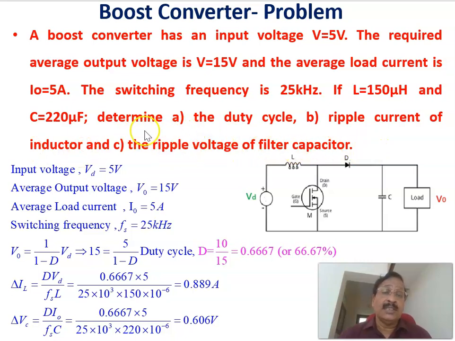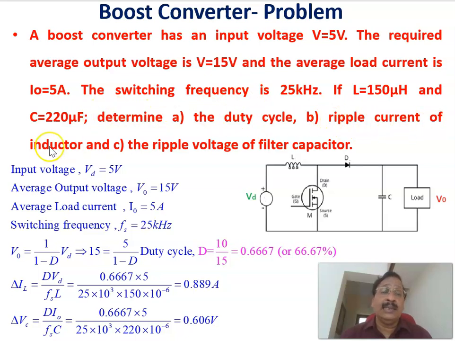For D, first we have to find out the duty ratio. The input voltage is given as 5 volts and the average output voltage is 15 volts. The basic relation of output voltage and input voltage is V0 equals Vd divided by 1 minus D. Substituting output voltage 15 and input voltage 5, we get the duty cycle as 10 divided by 15, or 0.6667, or 66.67% duty cycle.